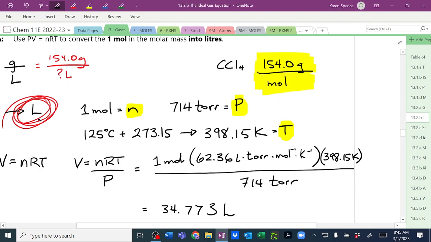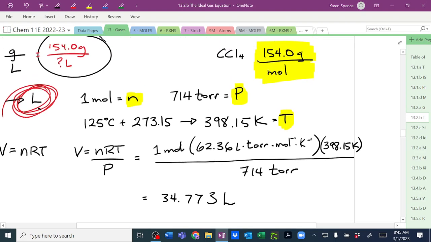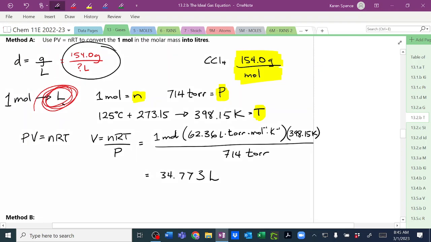So that's not our final answer because we don't want liters, we want grams per liter. And that is the volume of 1 mole of CCl4 at that temperature and pressure. Not at STP, but at a different temperature and pressure.